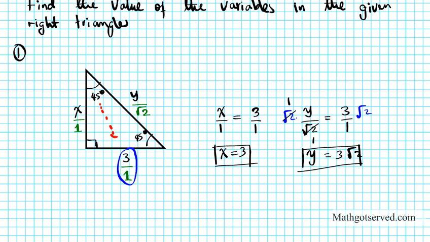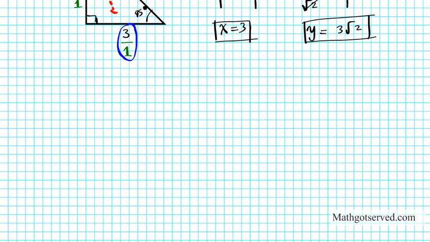Alright, let's take a look at question number 2. For question 2, we have a triangle with the following configuration. It's not a 45-45-90 triangle. This is actually a 30-60-90 triangle. Let's go ahead and sketch it. Let's say the triangle looks like this. This is the right angle. This is 30. This is 60.